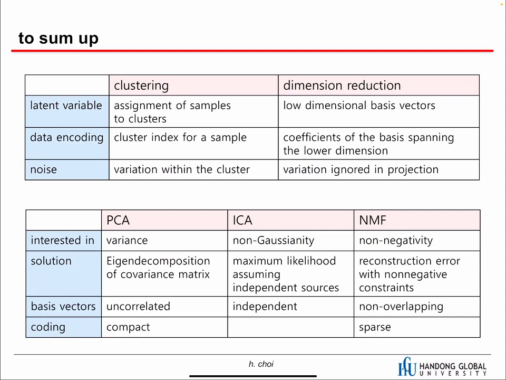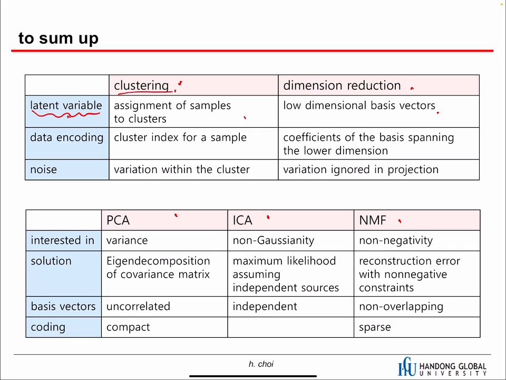Now, to sum up this chapter, I want to compare clustering and dimension reduction first, and then I want to compare PCA, ICA, and NMF. In clustering, we use the latent variable to assign the samples to clusters. In k-means, this latent variable is just one-hot, but in the GMM, this latent variable can be a flexible distribution. But in dimension reduction, the latent variable is not about assignment. The latent variable is about the low-dimensional basis vectors, eigenvectors, independent vectors, and sparse vectors.